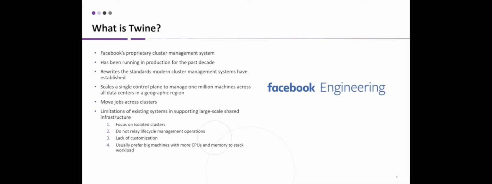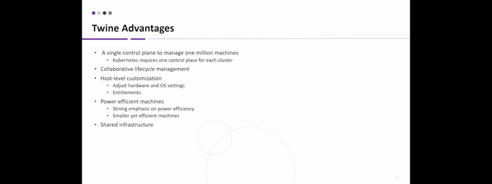And so it's basically all, Twine is essentially a research project in Facebook engineering. Yeah. So some of the advantages of Twine, as mentioned, is the single control plane that can handle 1 million machines. That's something that they're working on, but for now it's more per region. But Kubernetes only has one control plane per cluster, which was that master node you saw.